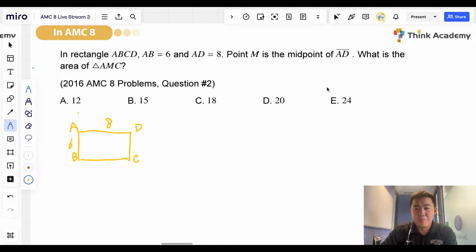Point M is the midpoint of AD. So we should draw M as well. M divides AD into 2 equal parts. So AM is 4, right? What is the area of triangle AMC?